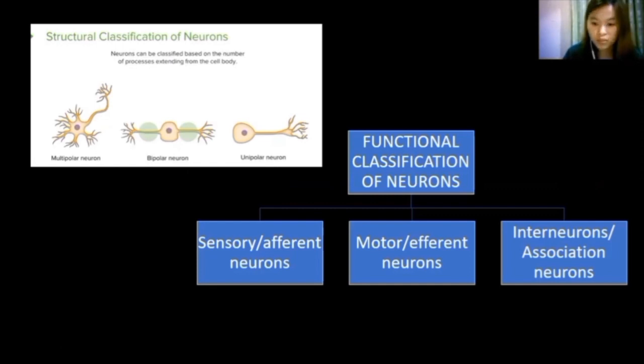And functionally, we classify neurons as sensory or afferent neurons. These afferent neurons will go toward the nervous system and bring information into the nervous system. Motor or efferent neurons, their function is to take that information away from the central nervous system. And the interneurons occur between afferent and efferent neurons, and they are found both in the central and peripheral nervous system.